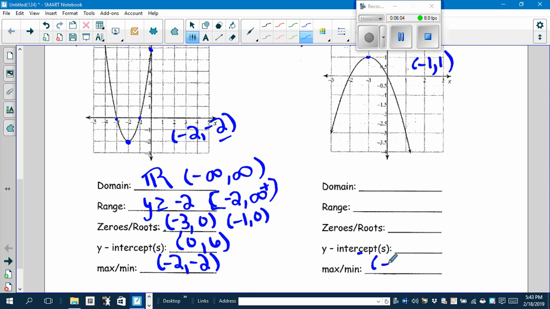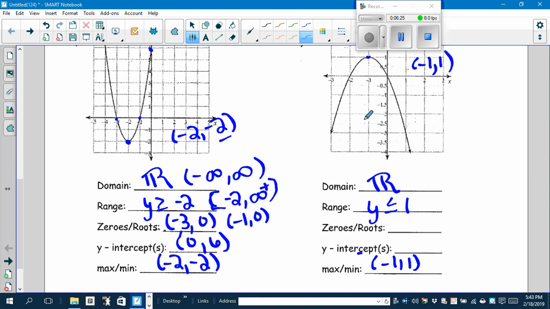Sorry, -1, 1. And because it's going up or down, it's still a parabola. The domain is still all real numbers. And your range is decreasing. So it's going to start at this maximum value of 1, and it's going to go down forever and ever.